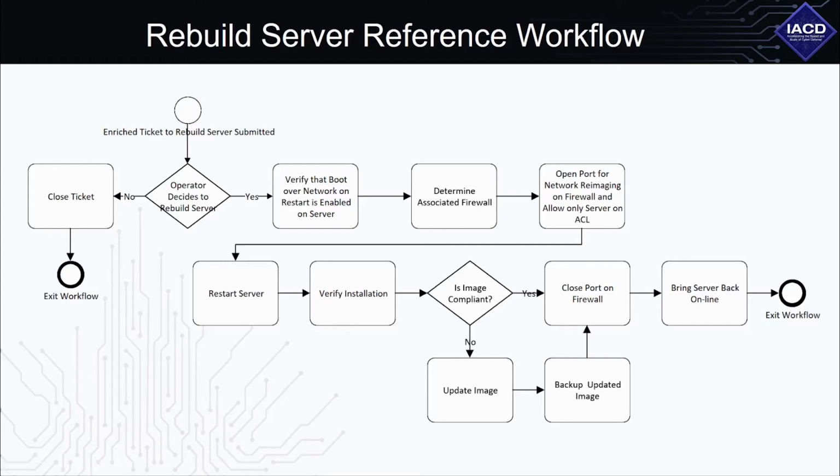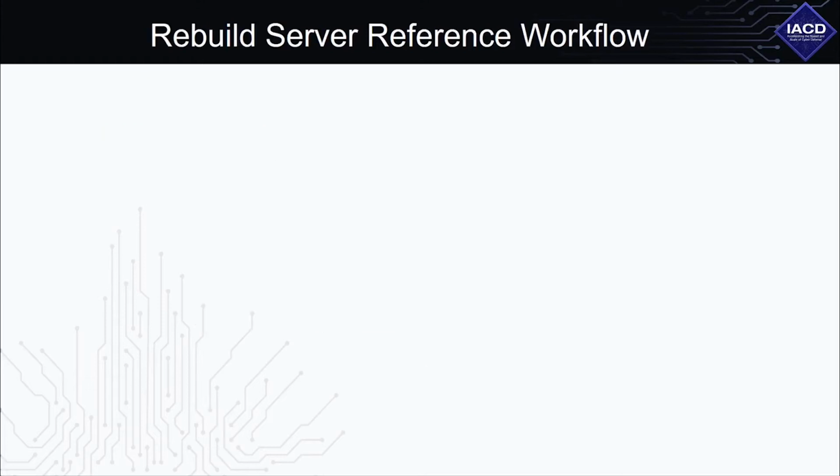Now, let's step through the process steps involved in building this example reference workflow that can be applied in creating all IACD reference workflows. Step 1. Replace the initiating condition of the playbook with the trigger for the reference workflow. Ask yourself, what event in my organization would signal the start of this implementation of the playbook? In this case, the initiating condition of the playbook is that the decision has been made to rebuild the server, so you would start the workflow when an enriched ticket to rebuild the server has been submitted.